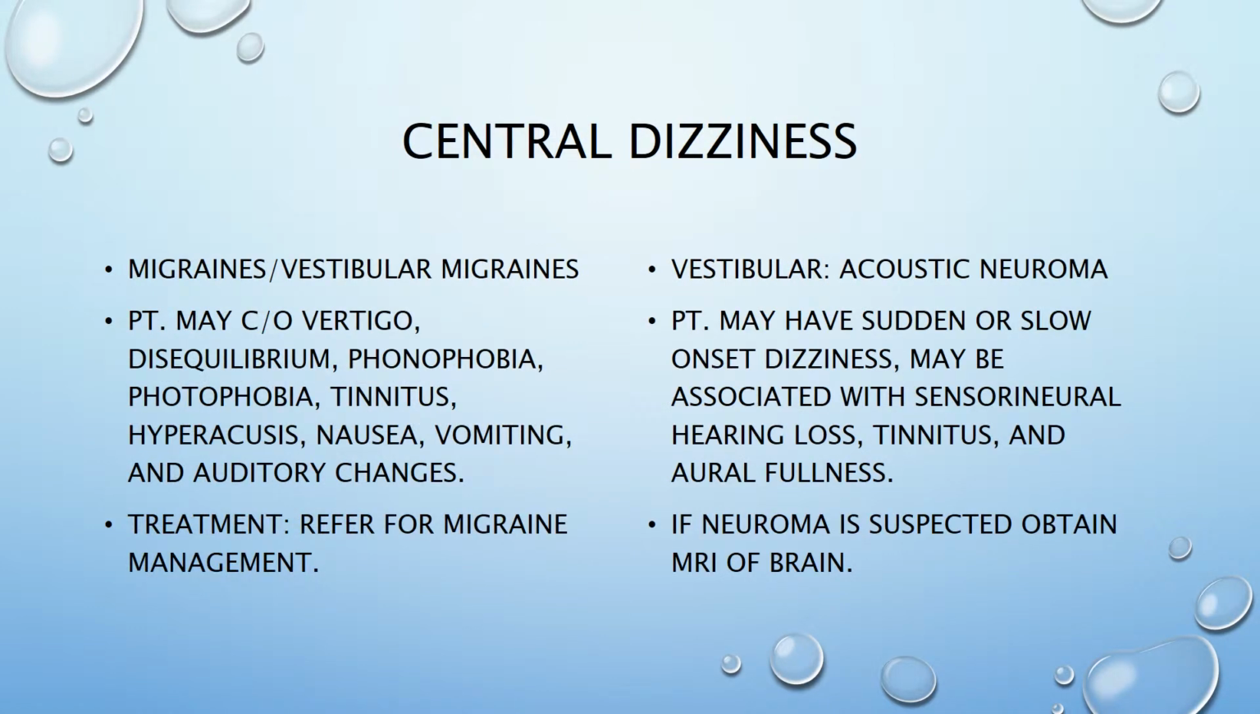In the next few slides, I have broken down dizziness into central and peripheral sources. Under central dizziness, I have listed migraine, vestibular migraines, as well as acoustic neuromas. I would like to point out under acoustic neuromas that if the clinician highly suspects a neuroma, one should obtain an MRI of the brain, and if one is found, then further discussion will need to be had with the ears, nose, and throat surgeon in your office.